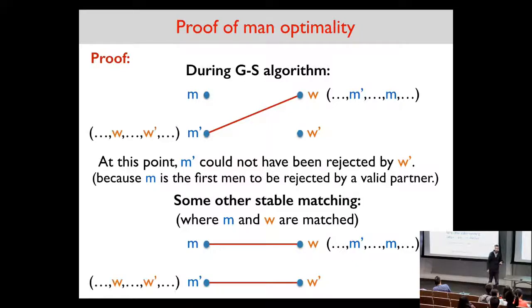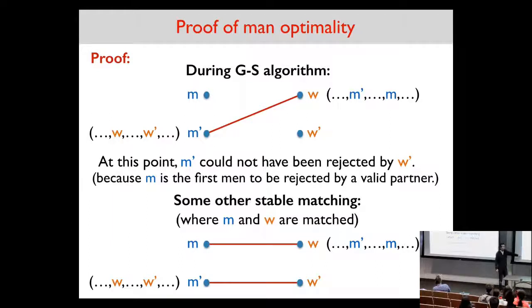And what does that mean? Well, it means that W is higher in M prime's list. Right? Because men go down their preference list as they're proposing. Okay? So at some point, M prime proposed to W, and he has not yet proposed to W prime. So, okay, M prime prefers W to W prime.